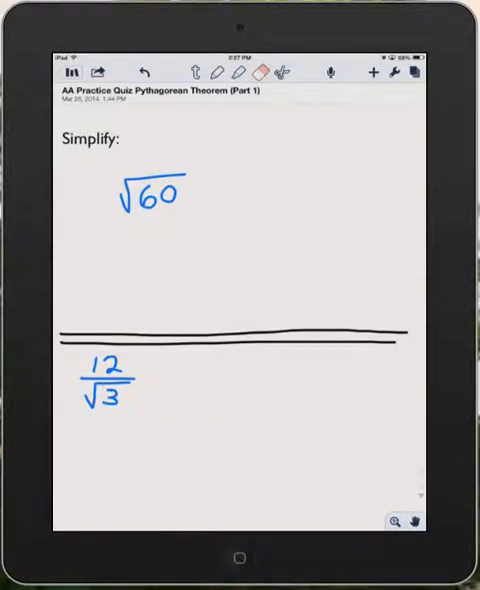Okay, a few practice problems from the Pythagorean theorem quiz that we will have next week. First question, simplify the square root of 60.